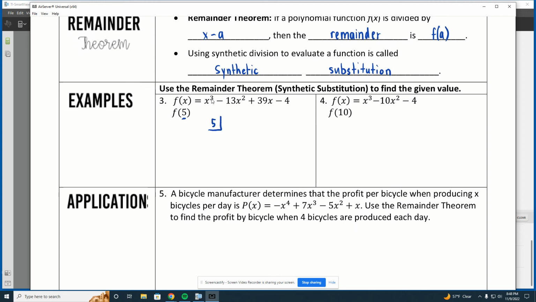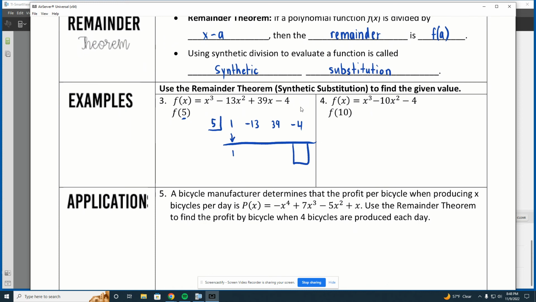So let's start with our biggest exponent here, x cubed. What's the coefficient? 1. What's after x cubed? X squared. Got it. Negative 13. What's after x squared? X. Got it. 39. And what's after x? Constant. Got it. Negative 4. So we are going to use synthetic substitution, and remember, the remainder is the solution. That's what we're going for.